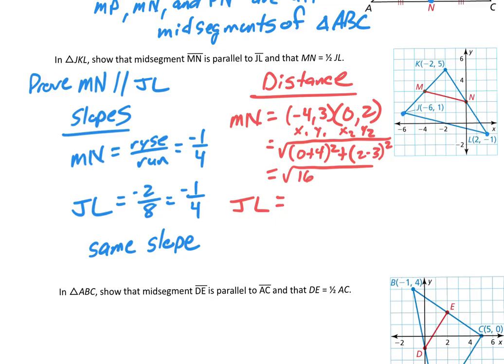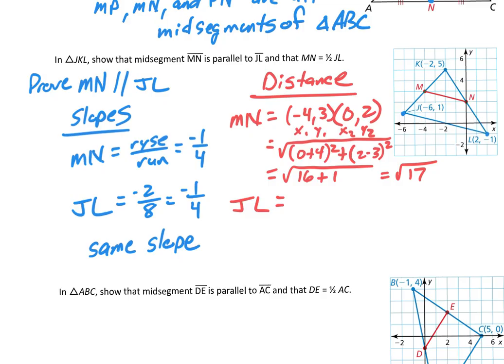So 4 squared is 16. 2 minus 3 is 1. 1 squared, so 16 plus 1 would be 17. So that would be the square root of 17. And I'm going to leave it as a square root for right now. Just the square root of 17. And I'll show you why here in just a second.